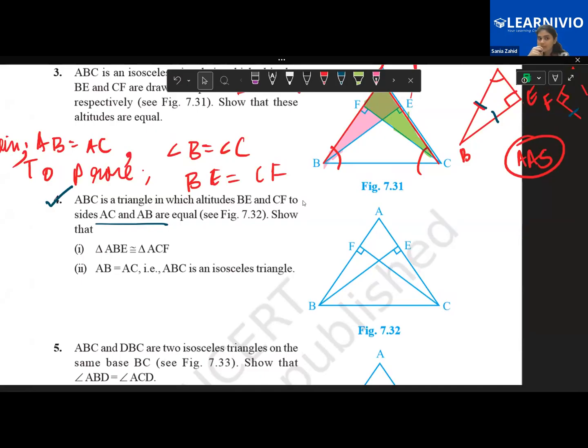Remember now, AC and AB are not equal. Read the complete statement. It says that altitudes BE and CF to the sides AC and AB are equal. So they are actually referring to the altitudes BE and CF being equal. That means given is that BE, this line, is equal to this line. This angle is equal to this angle, each 90, and this angle is common. So AAS you will have.